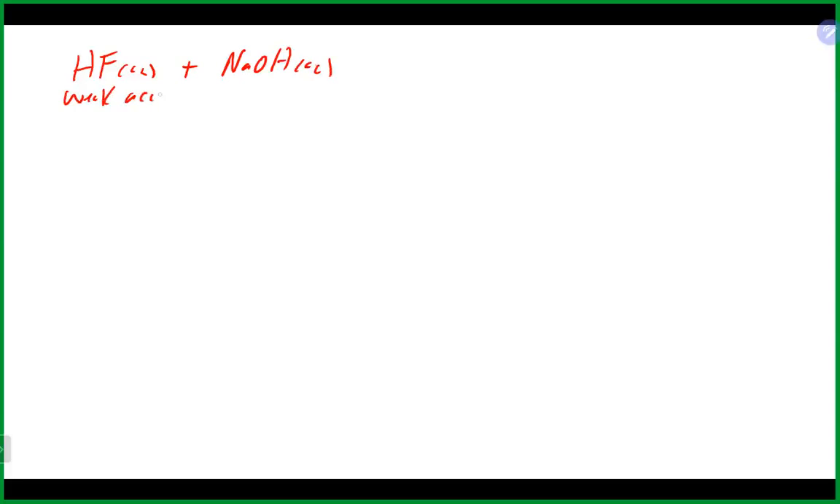And how do I know that? It is pretty much not one of my 6 that were on my list. So this is going to be a weak acid. That's a strong base because that's like group 1 with hydroxide. So I know that's going to be probably a strong base.